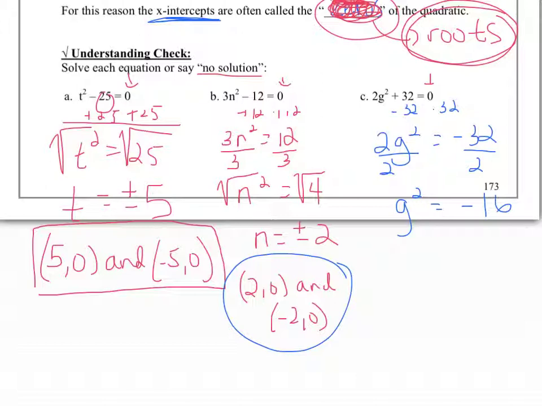Okay, so if we look at this one, we kind of run into a problem. See if you guys figured it out. If I take the square root of g squared, I get g. But if I take the square root of negative 16, I can't do that because we can't have a negative underneath the square root sign. So in this case, for g, we have no solution.